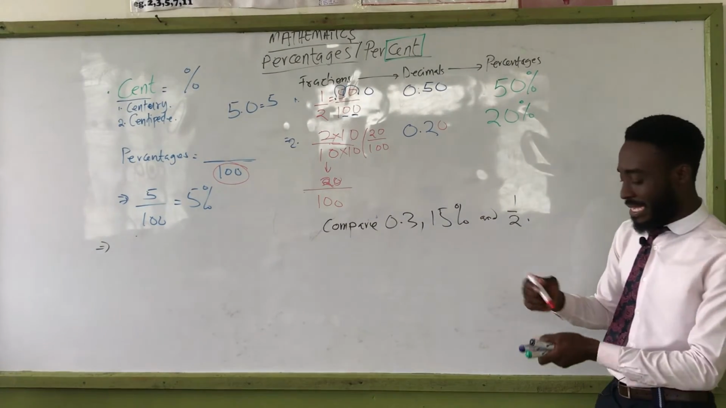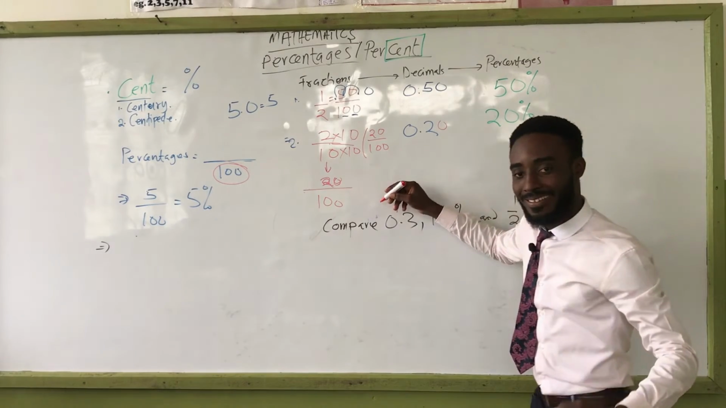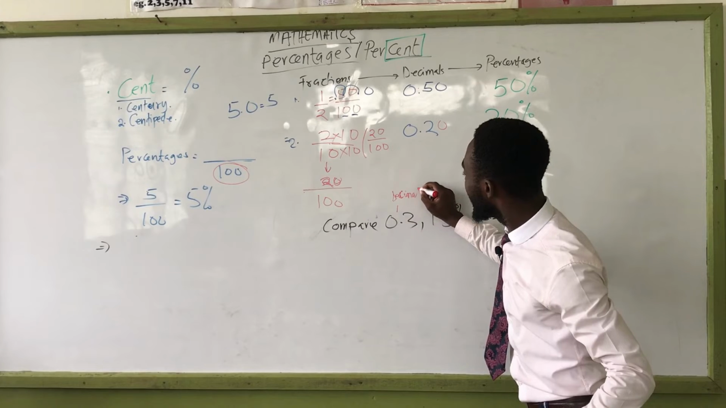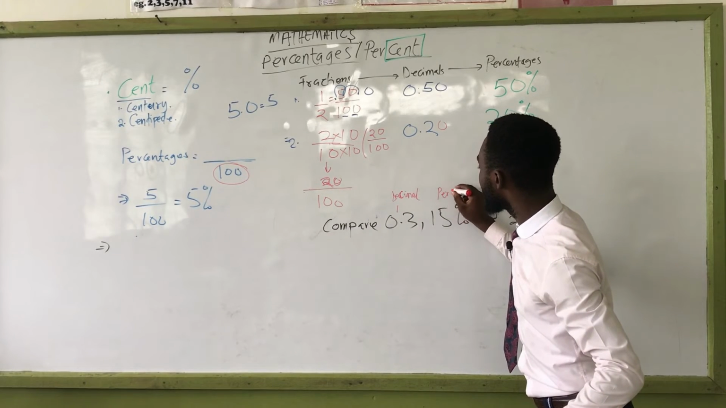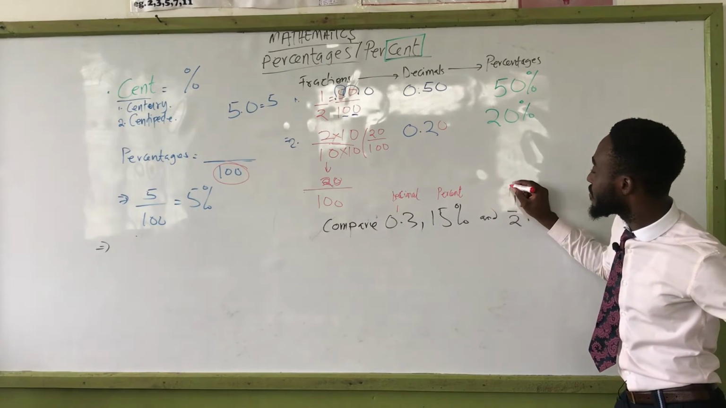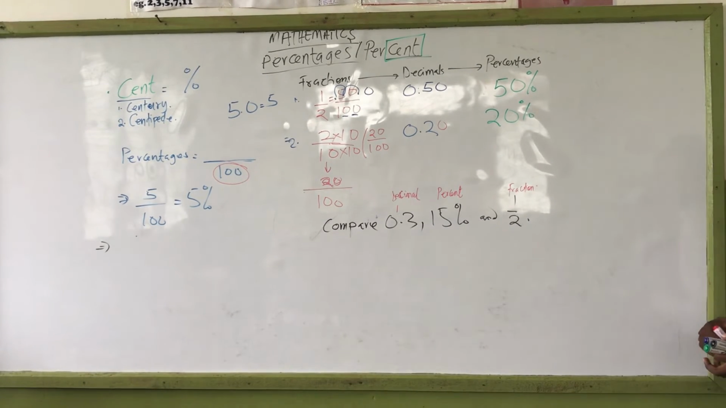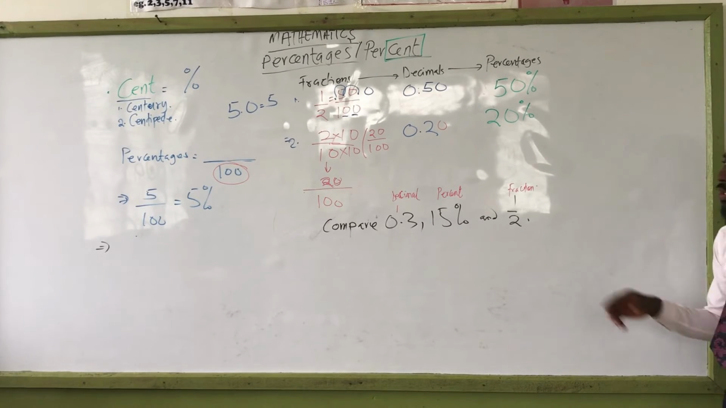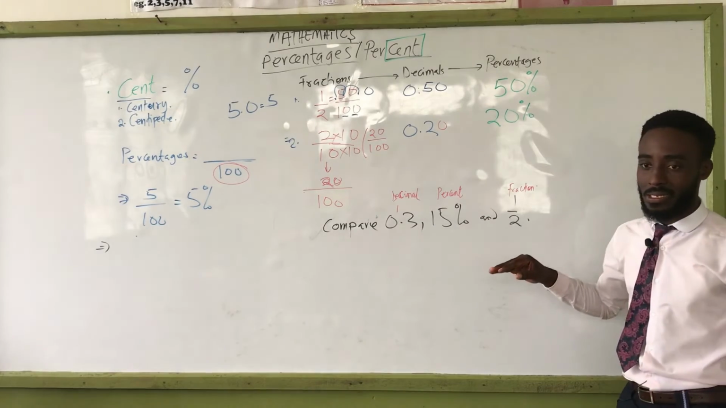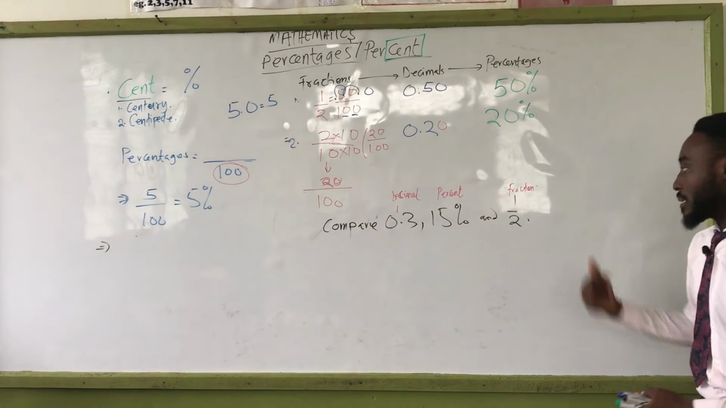So here's a case where we have a decimal, a percent, and a fraction. On your own, you have to find out what you want to compare them in. Should they all be decimals, fractions, or percentages? What do you prefer? Fractions. Okay, fractions. Let's try and see.